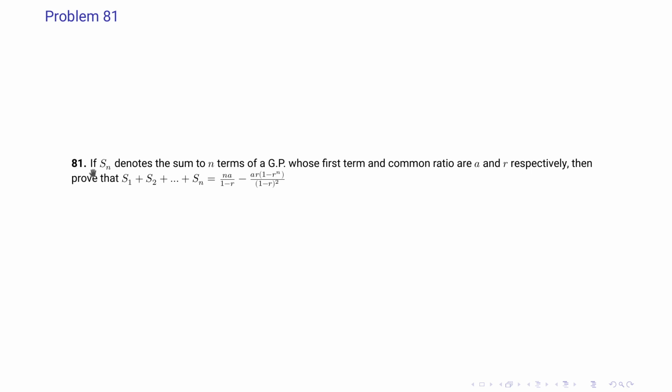Problem number 81 says that if Sn denotes the sum to n terms of a GP whose first term and common ratio are A and R respectively, then prove that S1 plus S2 plus up to Sn is equal to nA by (1 minus R) minus AR into (1 minus R to the power n) by (1 minus R) whole square.